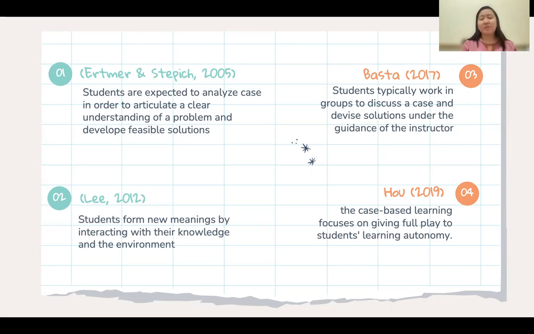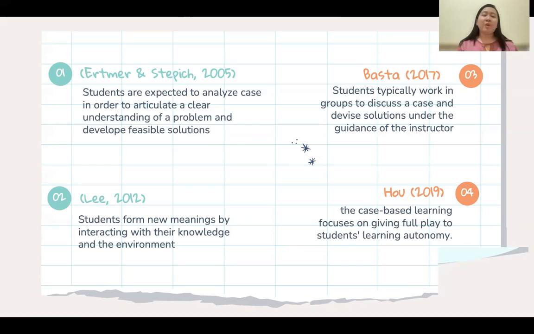And then the last definition is from Ho 2019, where case-based learning focuses on giving full play to students' learning autonomy. It means that case-based learning is student-centered learning.